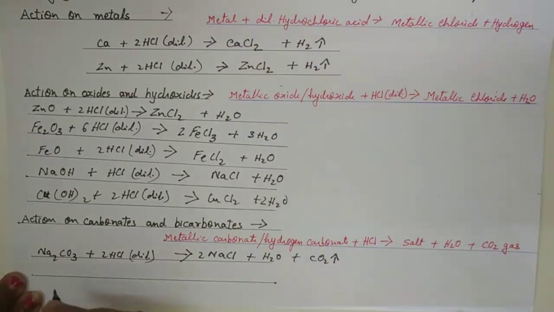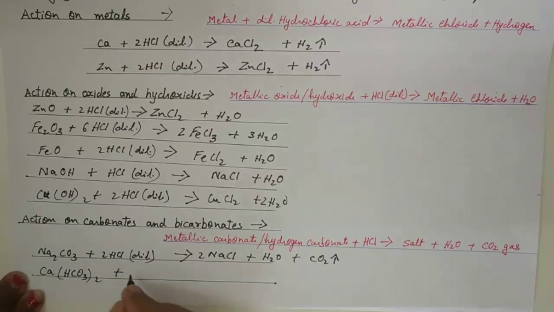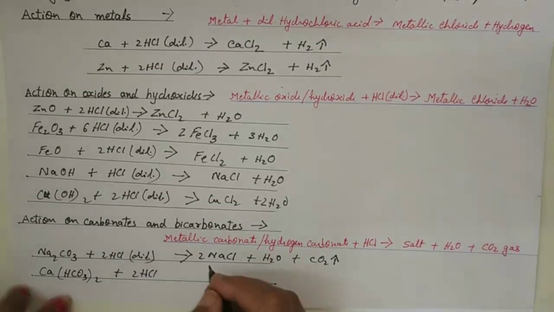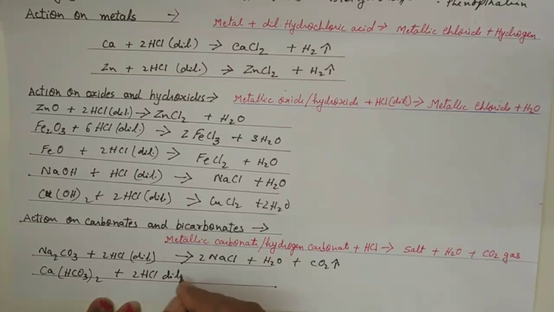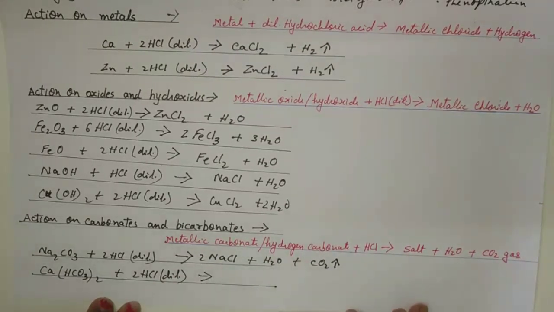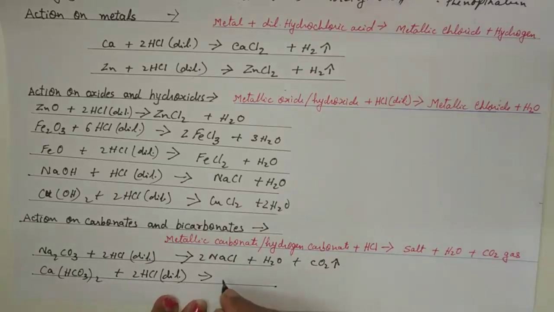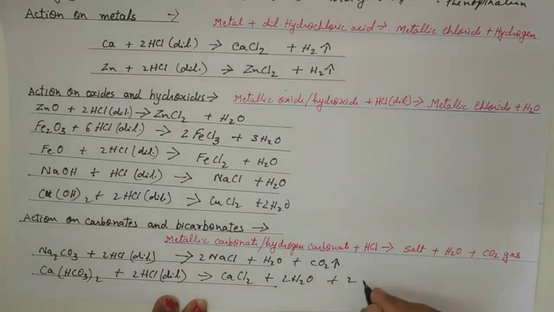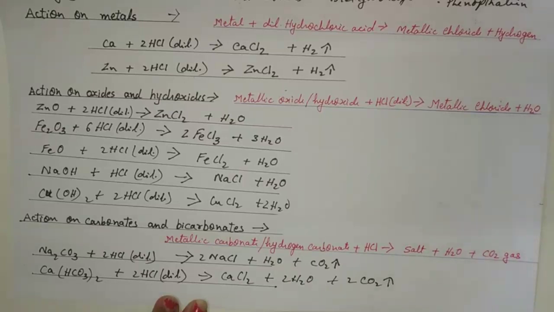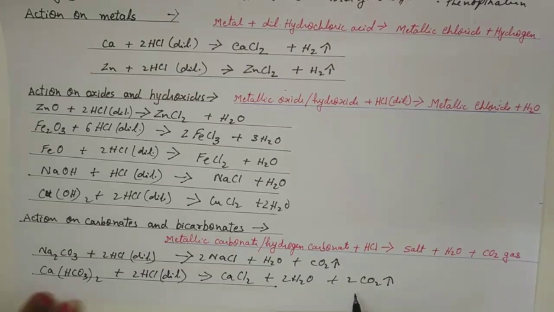You can do this with a bicarbonate, that is a hydrogen carbonate, say calcium hydrogen carbonate plus HCl. Please mention dilute whenever it's an equation. Clear instruction should be given. That is calcium chloride plus water plus carbon dioxide gas. So yes, balanced.